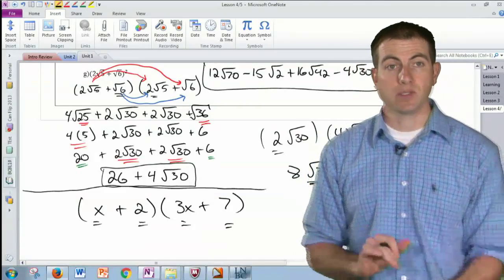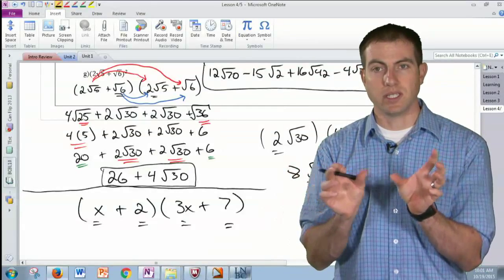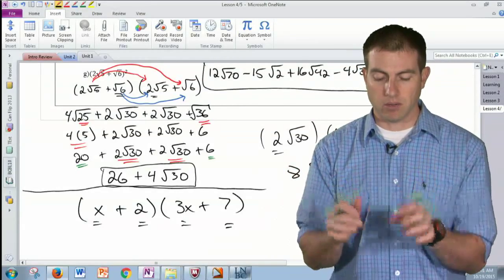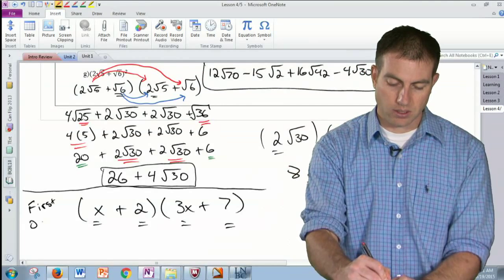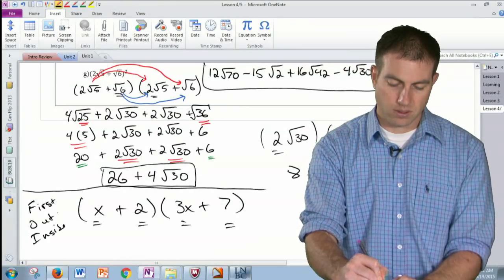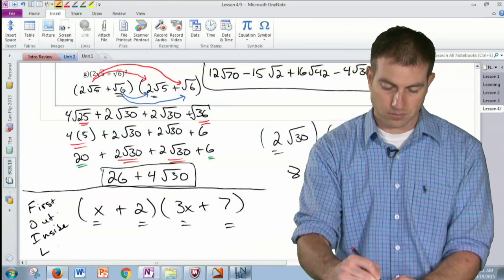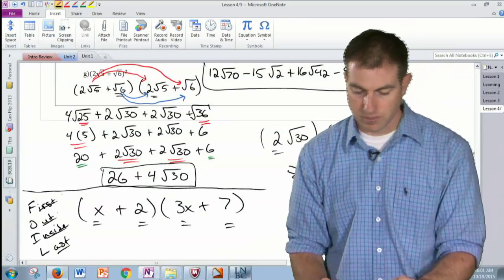Anytime I have 2 terms inside the brackets and I'm multiplying 2 sets with 2 terms together, then I'm going to FOIL. And I can go first, outside, inside, and last. That's how I learned it.